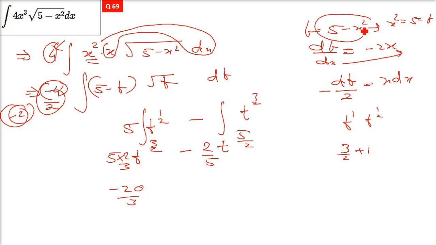What was t? 5 minus x square. So 5 minus x square to the power 3 by 2 minus 2 by 5. So you have to multiply it by negative 2. This will be plus 4 by 5, and in place of t, 5 minus x square to the power 5 by 2. That's plus constant of integration.